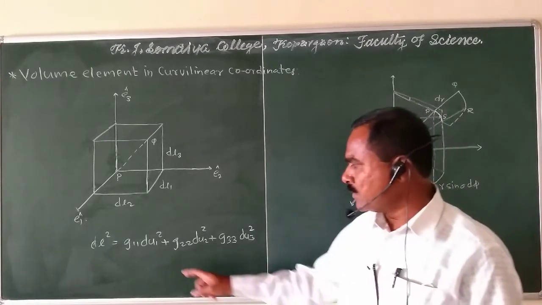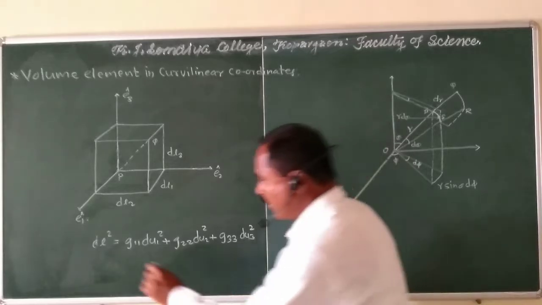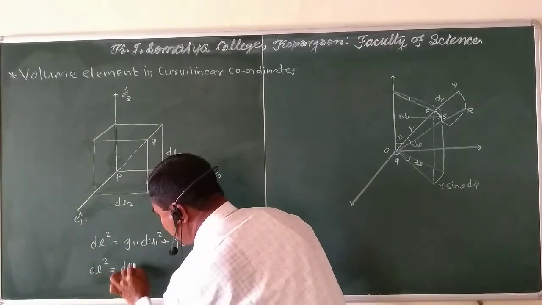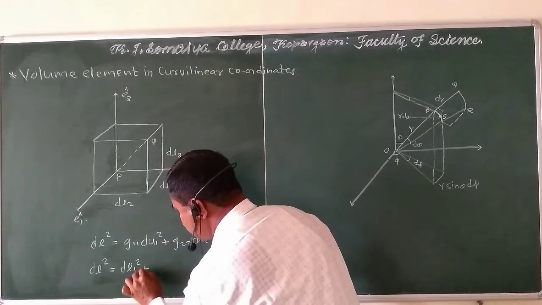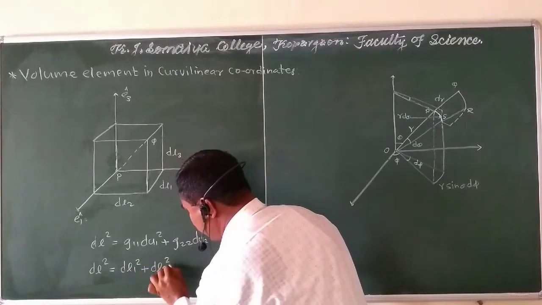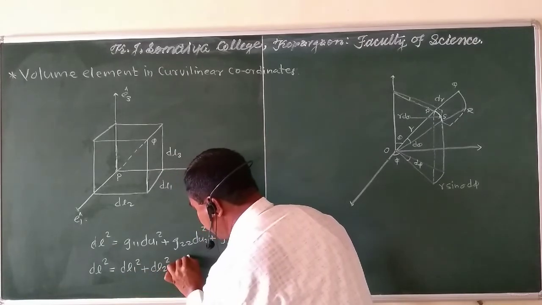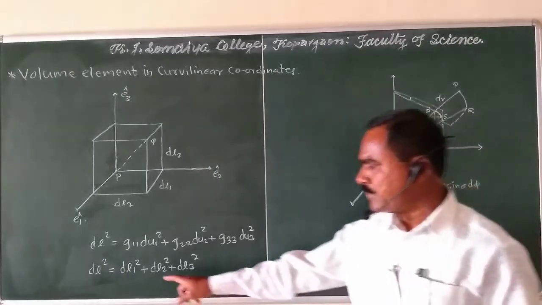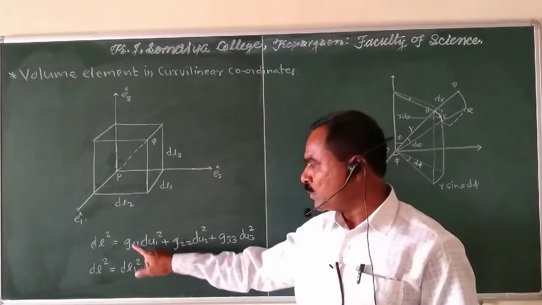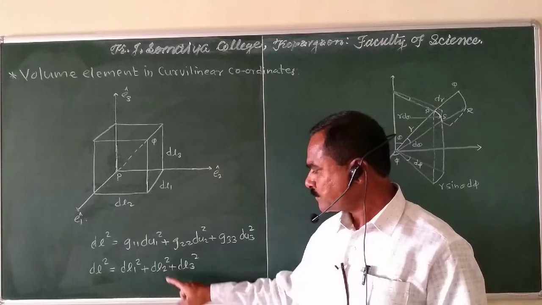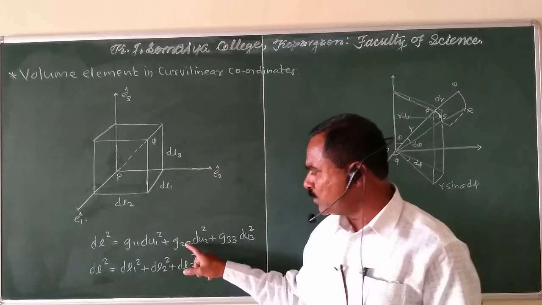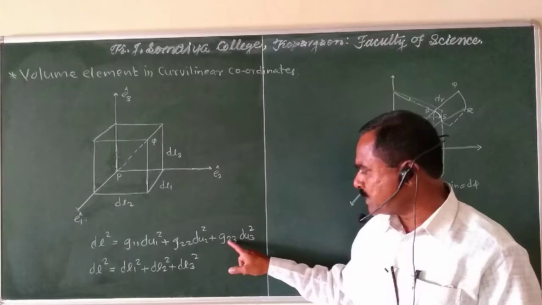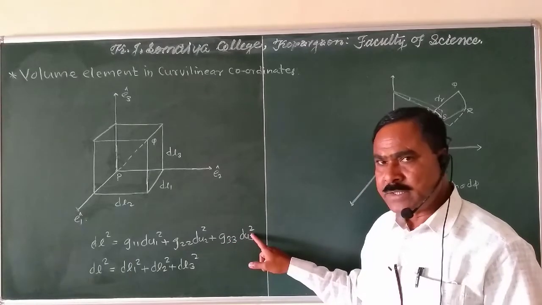We write this equation in the form dl square equal to dl1 square plus dl2 square plus dl3 square. Here we have substituted dl1 square equal to g11 du1 square, dl2 square equal to g22 du2 square, and dl3 square equal to g33 du3 square.